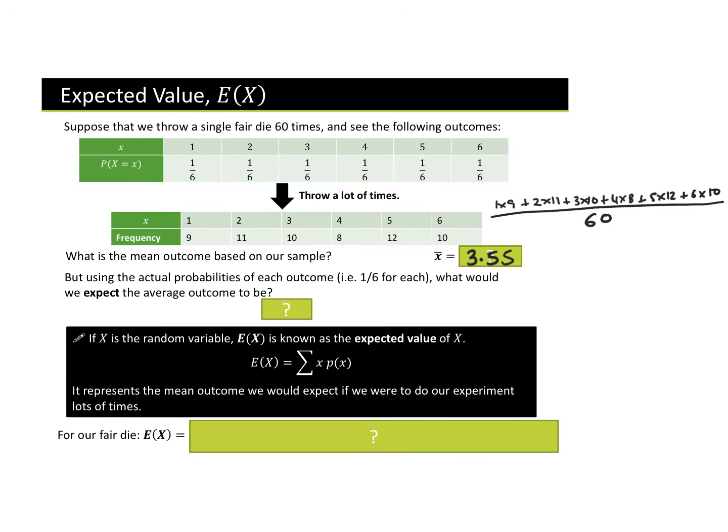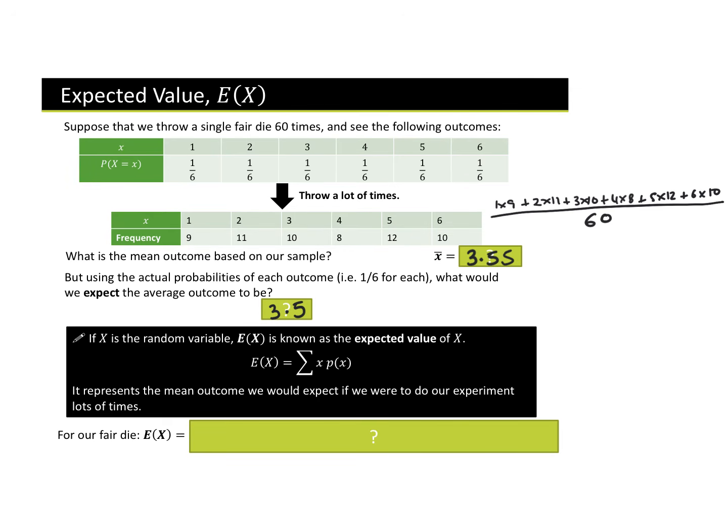But using the actual probabilities of each outcome, the 1 over 6, because these are the actual probabilities. If we did 1 times 1 over 6 plus 2 times 1 over 6 plus 3 times 1 over 6 plus 4 times 1 over 6, what would the expected average be? It would be 3.5.